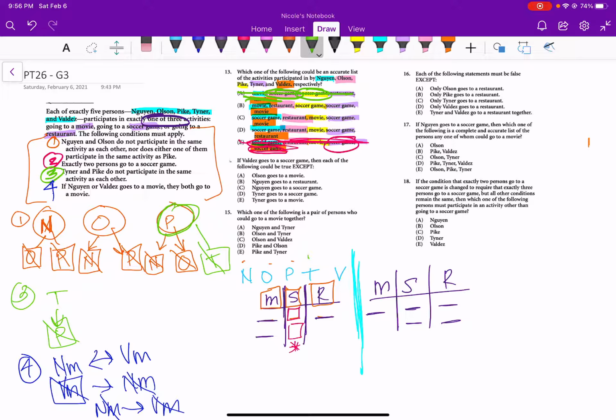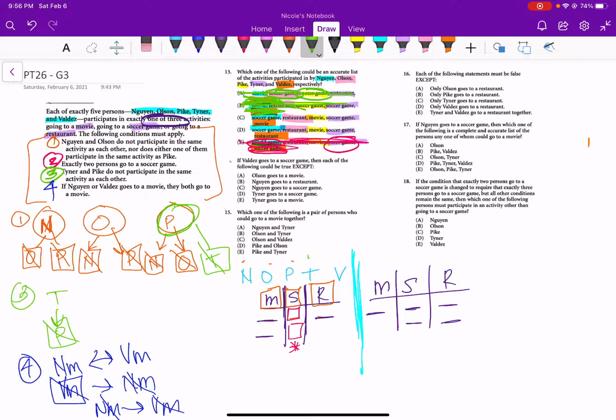All right, T and P do not participate in the same activity as each other, so I'm going to look for T. So in B, T is going to a soccer game, and we have P going to a soccer game, so that doesn't work, so I'm going to cross it off. In C, we have T going to a soccer game, and we have P going to a movie, and that's okay, and the same goes for D.